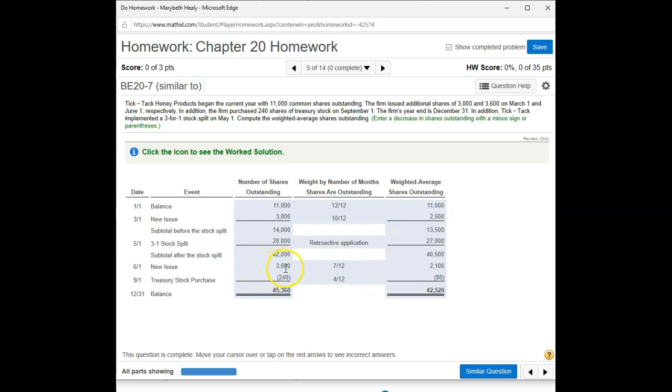And in this case, 3,600 new shares, and they were available in June. So we had 7/12 of the year that they were available, and the treasury stock purchase happened in September. So we have September, October, November, December, 4/12 of the year, and we're going to subtract those. And so notice at the end, the comments, what we need for our denominator is going to be that 42,520. But we have to make sure we are very careful when we deal with stock splits and stock dividends.